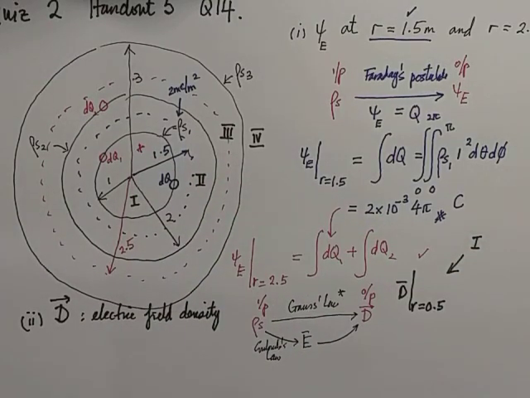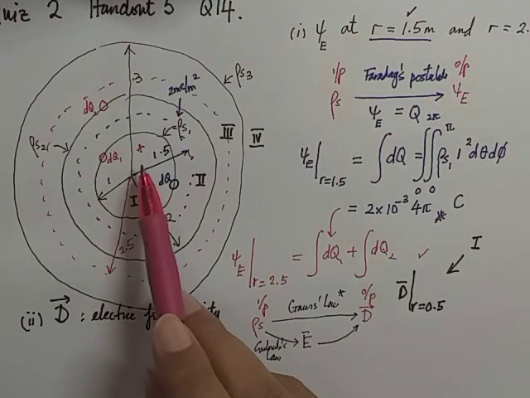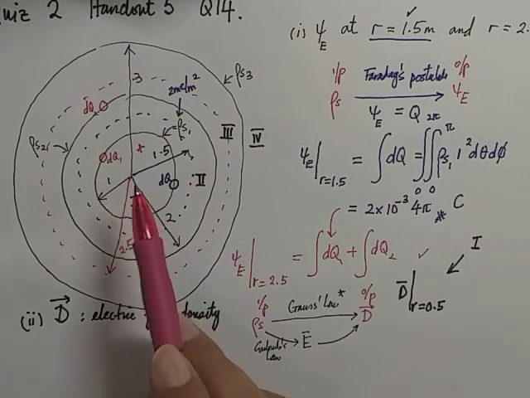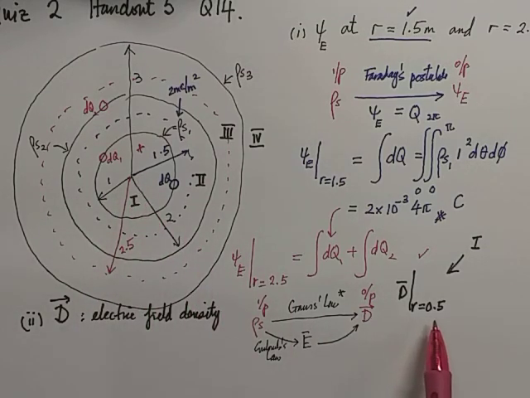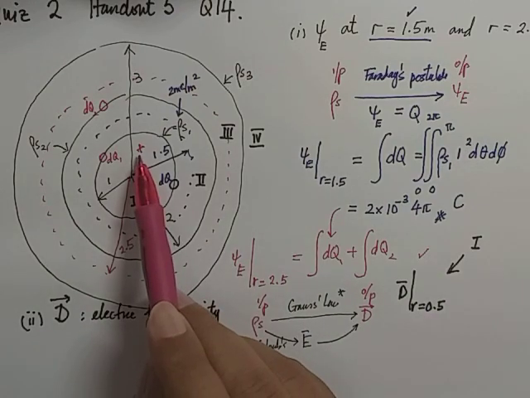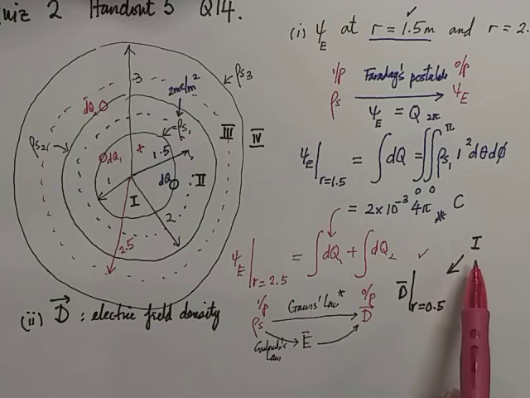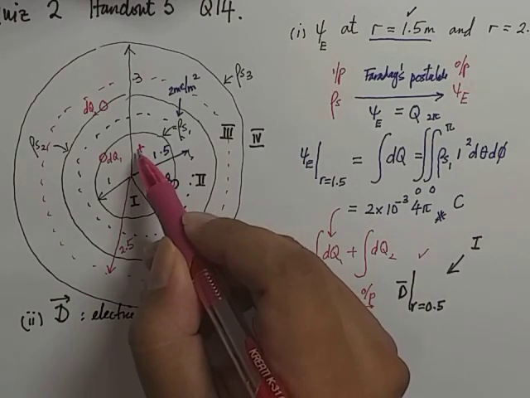So we have to identify the position in our diagram for where the D that we want to determine is. So for the first part of the question, find D at r equal to 0.5. Therefore, I'm going to draw it to be here, and I found it to be located in region number 1. So then I'm going to draw my Gaussian profile. The Gaussian profile must be completely closed, and the second characteristic is that it must pass through the point where you want to determine the D. So I'm going to draw my Gaussian.